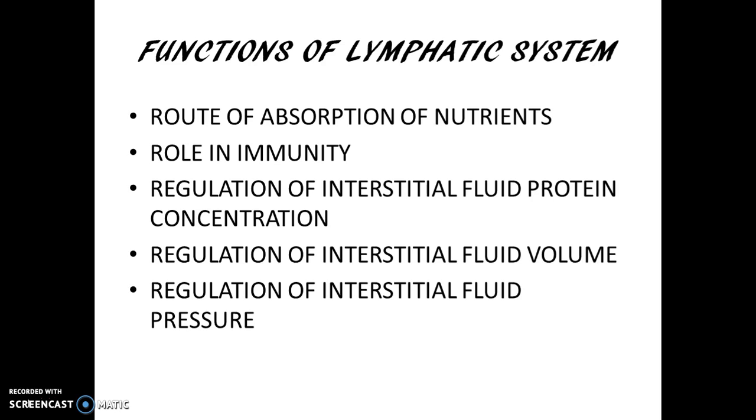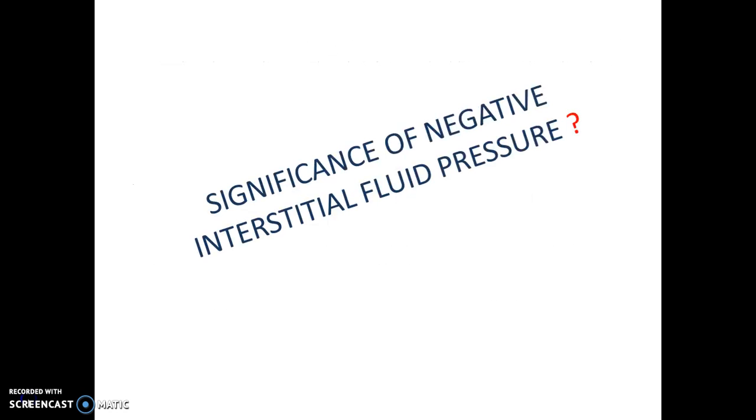Functions of lymphatic system. It serves as a route of absorption of nutrients. It plays a role in immunity, regulation of interstitial fluid protein concentration, regulation of interstitial fluid volume, and regulation of interstitial fluid pressure. The lymphatic system functions as an overflow mechanism to return excess proteins and excess fluid volume from the tissue spaces to the circulation.